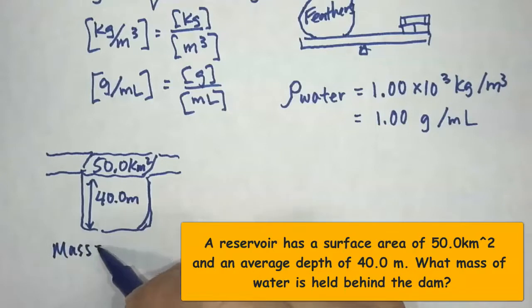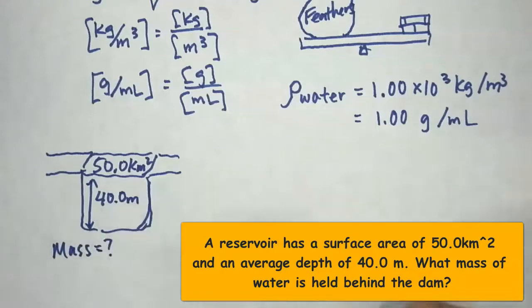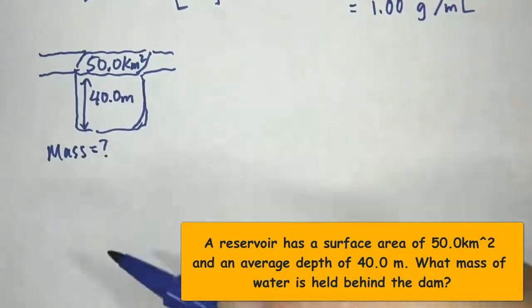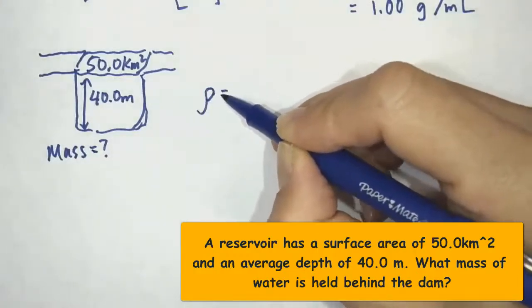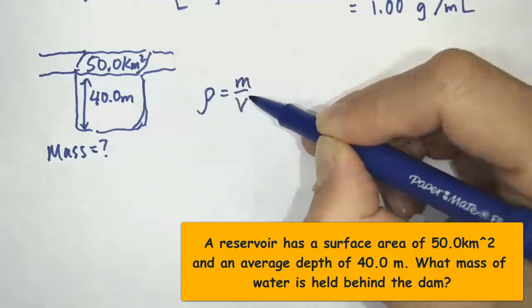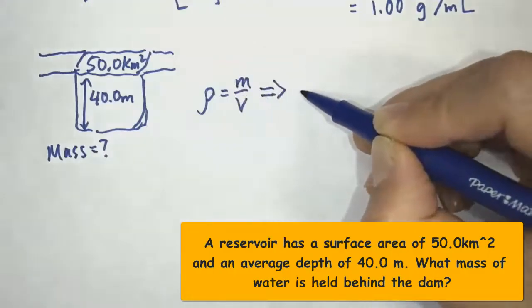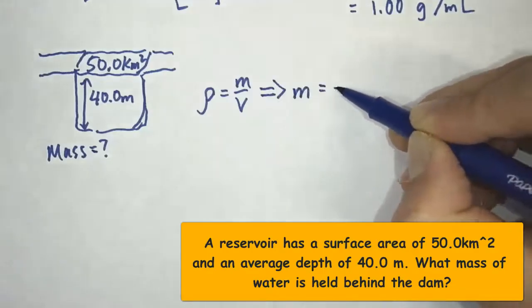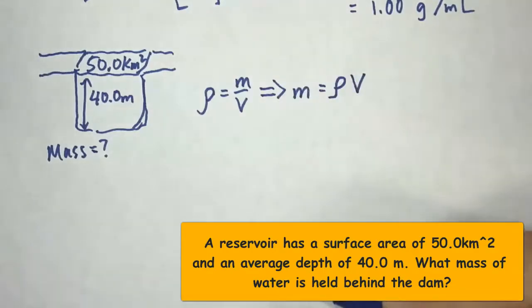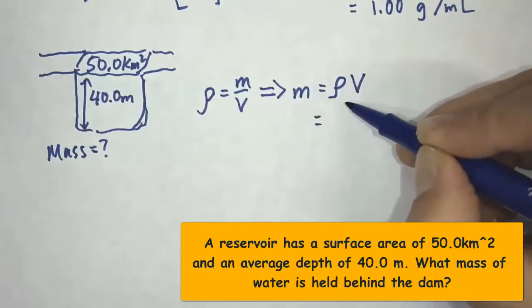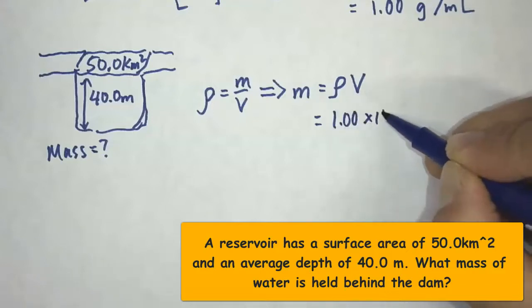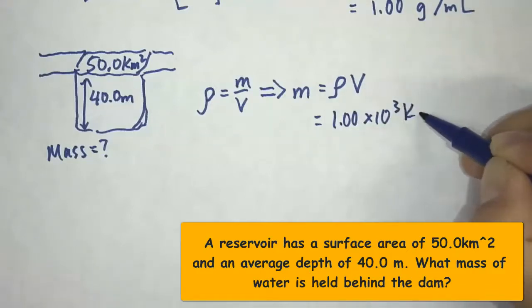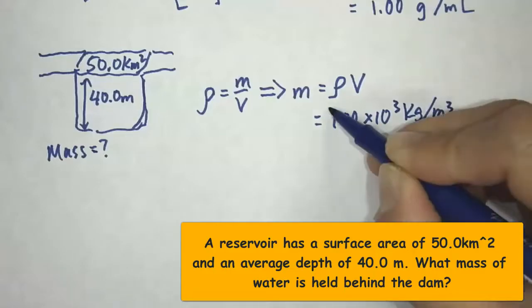What is the mass? We're going to first use our density equation: rho, the density, is equal to the mass divided by the volume. We're going to rewrite this to solve for mass, so it's going to be the density times the volume. Now we know what the density is for water. Water is 1 times 10 to the third kilograms per meter cubed.